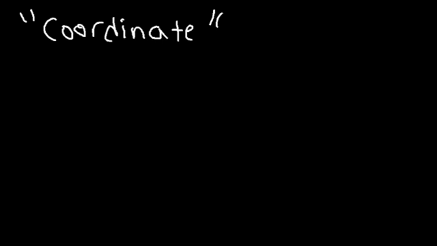Now there's another type of bond that you need to be familiar with, and that is called a coordinate covalent bond. In a coordinate covalent bond, one atom donates both electrons in the bond. So let's consider the interaction between, let's say, aluminum chloride and ammonia.